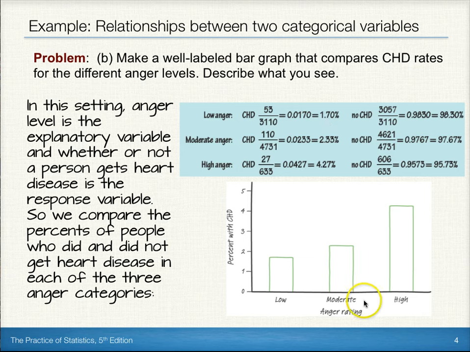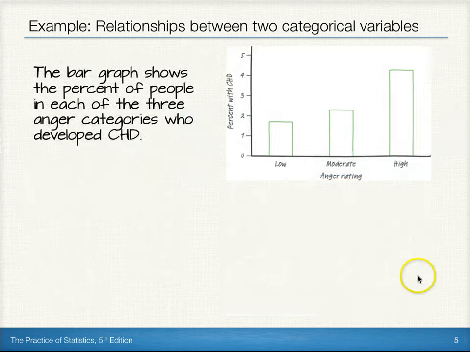We can plot low against our horizontal axis, 1.7%, and get our bar height there. 2.33% within the moderate group developed heart disease, and 4.27% within the high group developed heart disease. Now the bar graph shows the percent of people in each of the three anger categories who develop CHD.